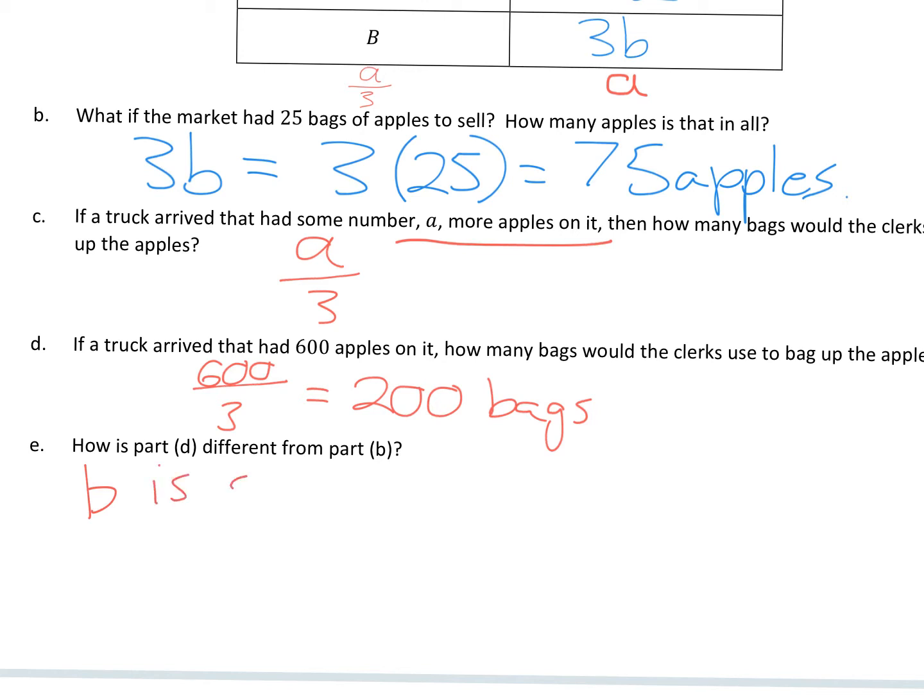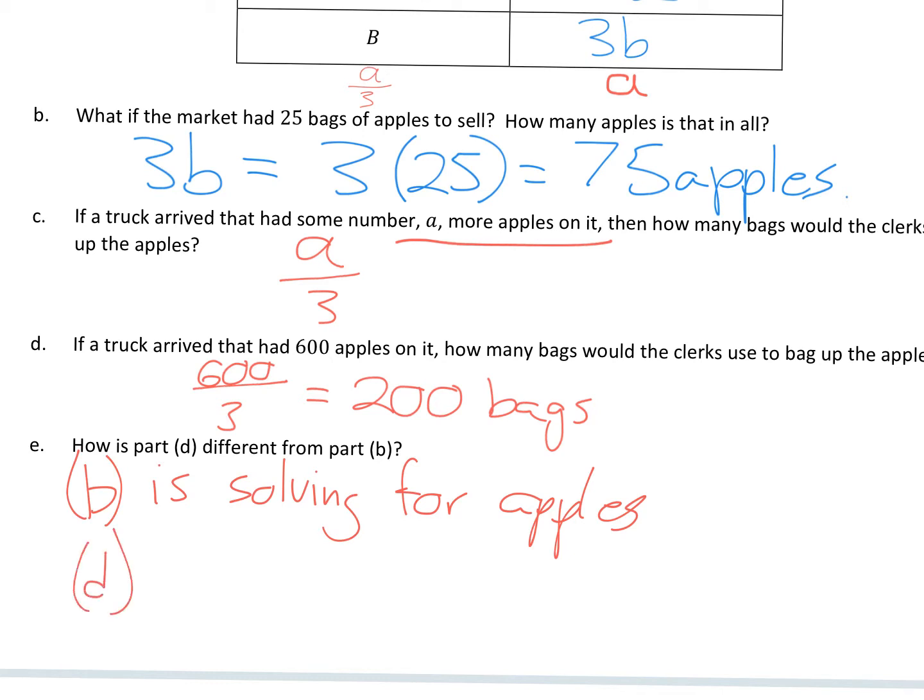So B is solving for apples. And part D, this in parentheses so it doesn't look like a variable. And D is solving for the bags. So that's pretty much it.